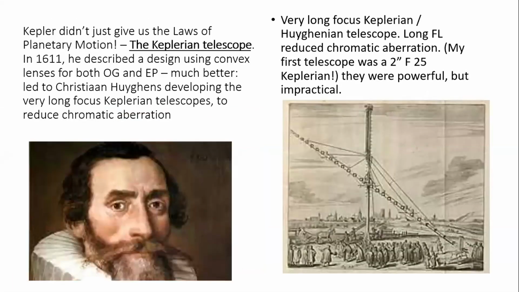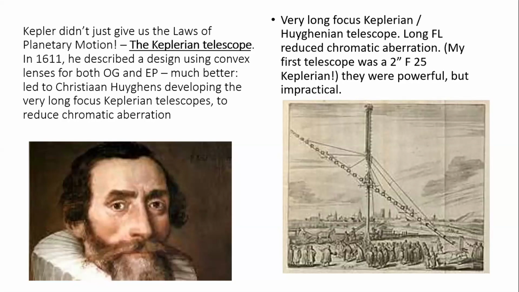Now, the next person we come to is somebody that we don't necessarily associate with telescopes, but Kepler didn't just give us the laws of planetary motion, he gave us a Keplerian design of a telescope or refractor that used convex lenses for both the object glass and the eyepiece, which is much better. And that led to another Dutch guy called Huygens, who developed very long focus telescopes of the Keplerian design. The reason for that is, since it was just a single lens, there was a lot of what we call chromatic aberration.